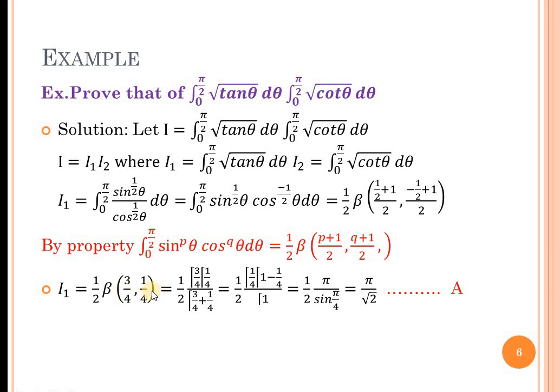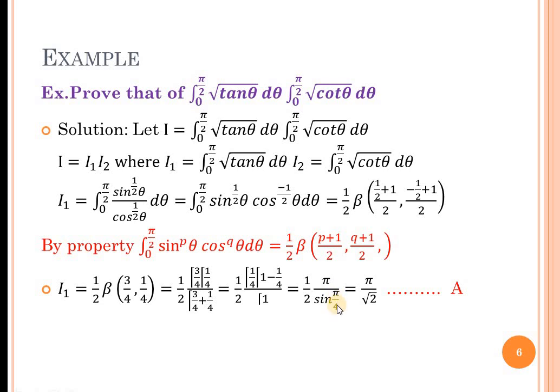Now we know beta m comma n is gamma m into gamma n upon gamma m plus n. So beta of 3 by 4 comma 1 by 4 is gamma 3 by 4 into gamma 1 by 4 upon gamma of 3 by 4 plus 1 by 4. So the denominator is 1. Now 3 by 4 we can write as 1 minus 1 by 4, and it is of the type gamma p into gamma 1 minus p. And we know the formula: gamma p into gamma 1 minus p is pi upon sine p pi.